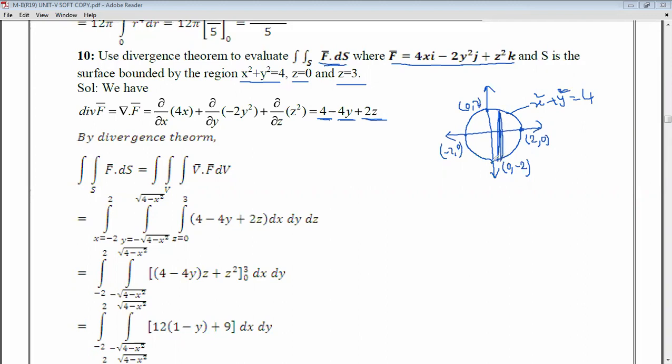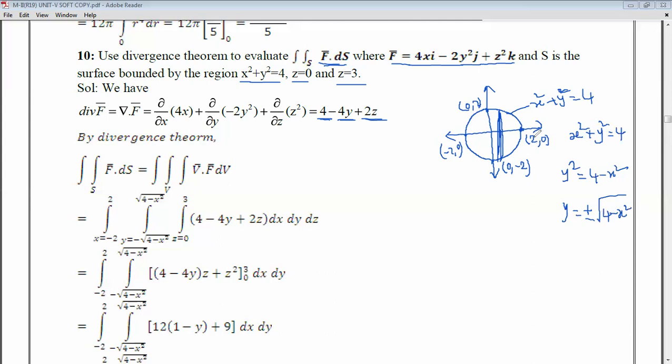So here y should be in terms of x. Here x square plus y square is equal to 4, which we can simply write as y square is equal to 4 minus x square. So y is equal to plus or minus square root of 4 minus x square. If they mention first octant clearly, then you can choose only the first one.